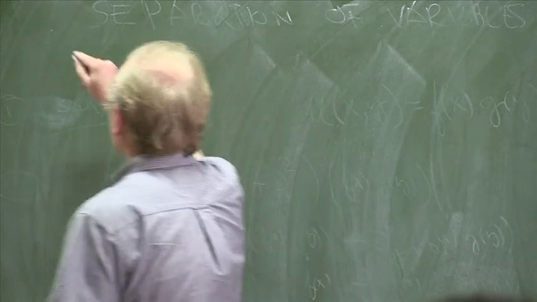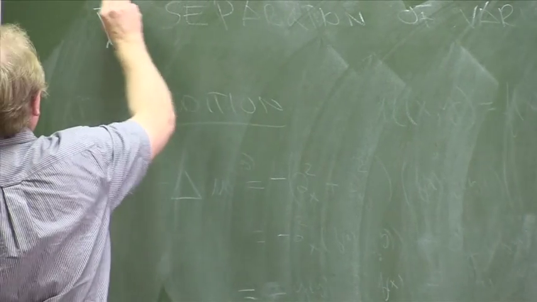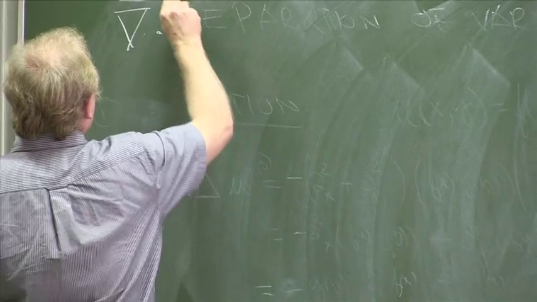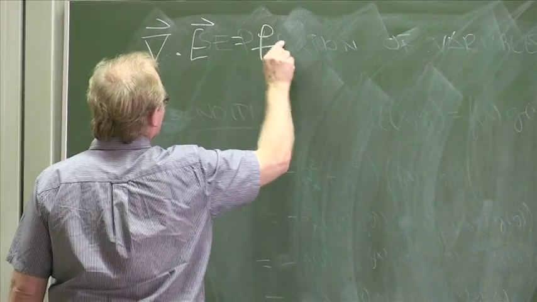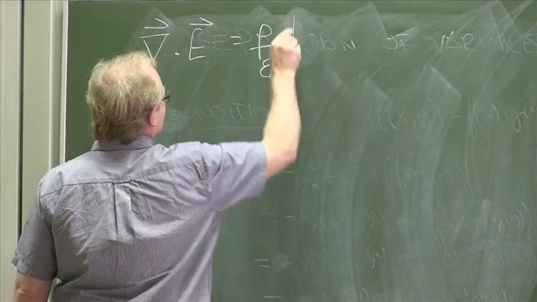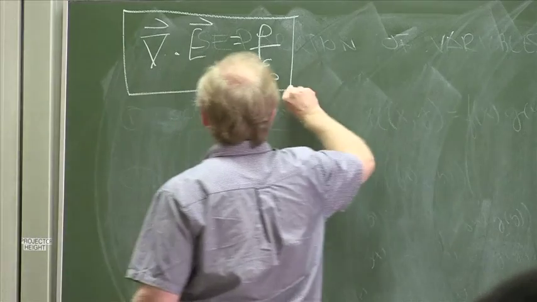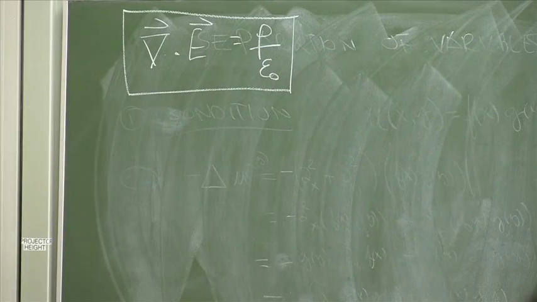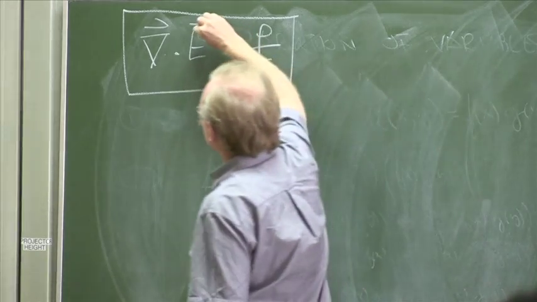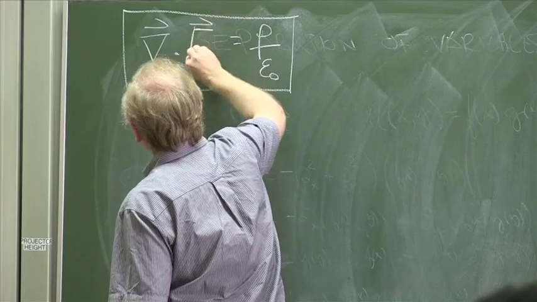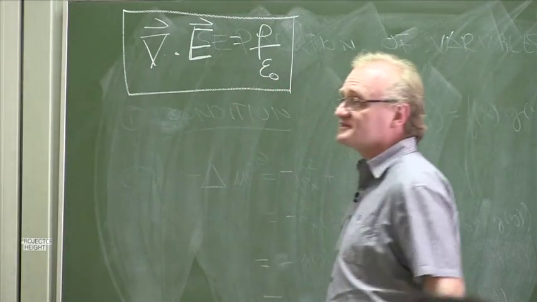Great. Divergence of E is equal to rho over epsilon naught. What is that equation called? Gauss's law. Good. That's the differential form of Gauss's law. Absolutely. Can somebody tell me, what does this tell us about the geometry of the electric field lines?